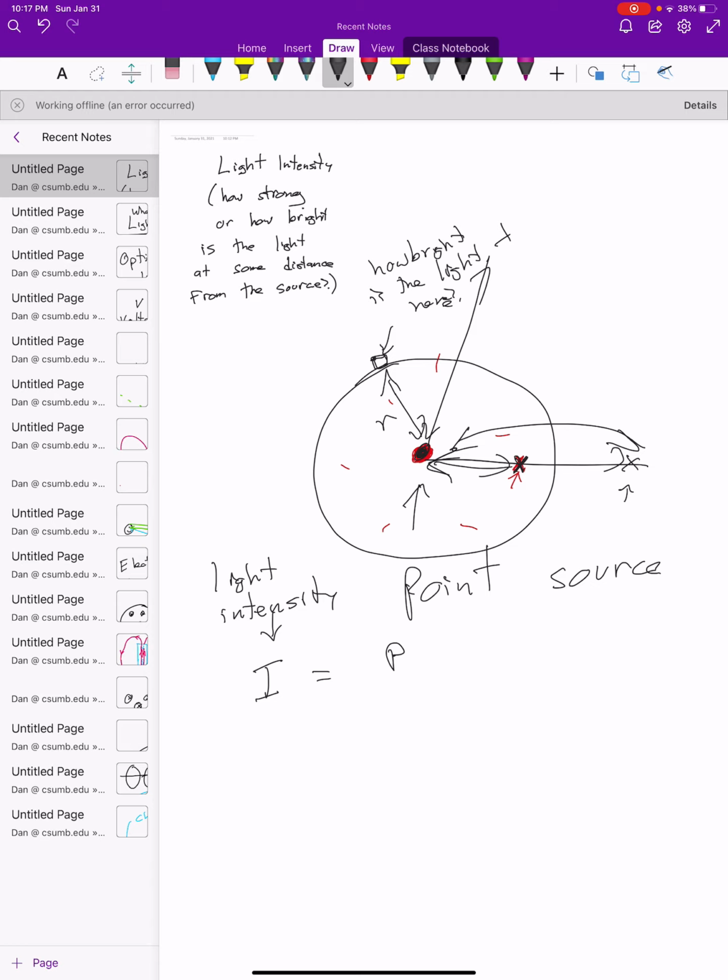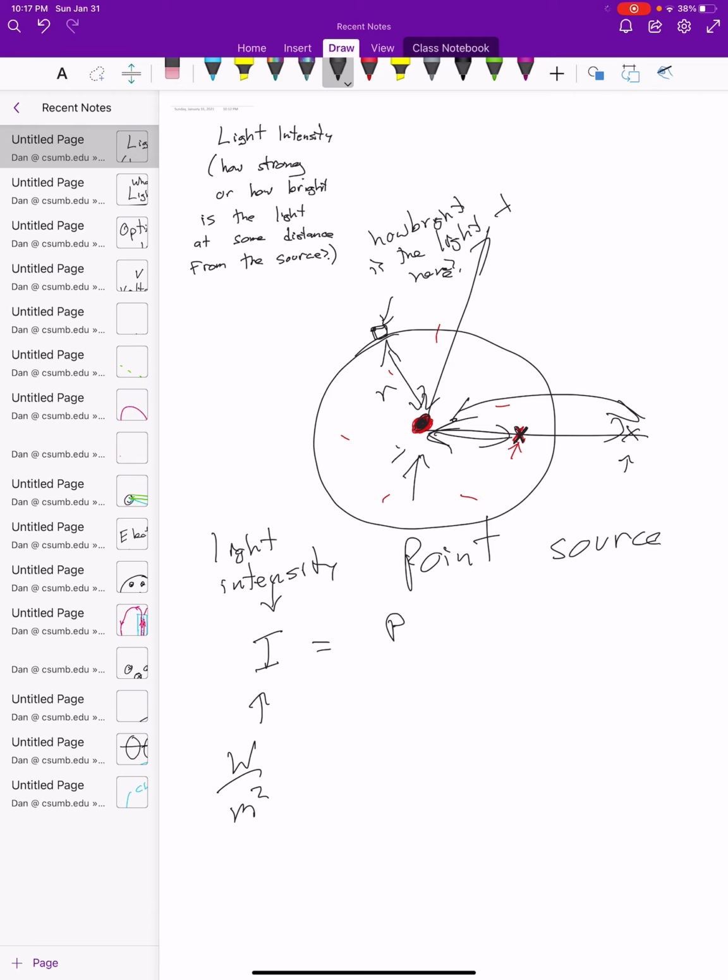And that intensity would have units of, as you might imagine, watts per square meter. That tells you how intense the light is. And the way we calculate that is we take the power that's being produced by the light at the center here and divide it by, what do you think you divide it by? Well, what's the surface area of a sphere?